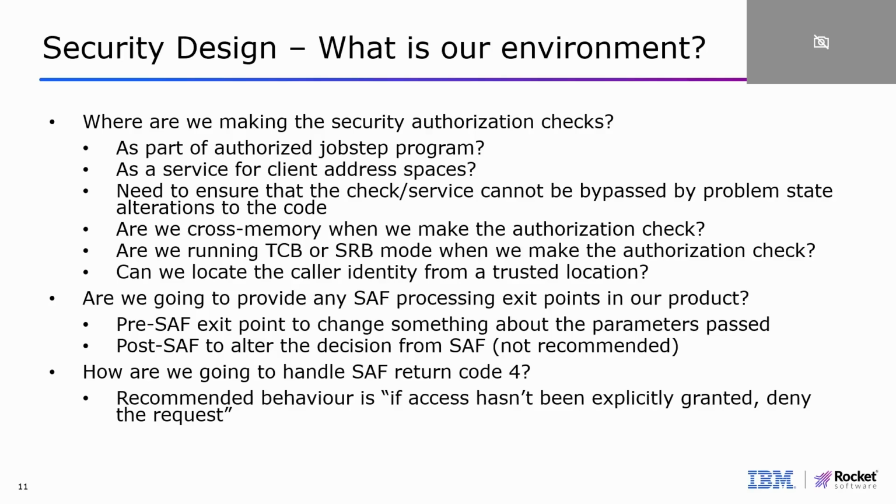So I don't like to alter the decisions that have been made from SAF. We do need to think about the "I don't know" situation that you can sometimes get back from a RACROUTE. An "I don't know", otherwise known as a return code 4 from SAF, is that it can't make a decision for some reason. It could well be that the class that you've used isn't active. It could well be that the class is active, but there's no covering profile that matches the resource that you've specified, okay? So modern day thinking is, if access hasn't been explicitly granted, deny the request.